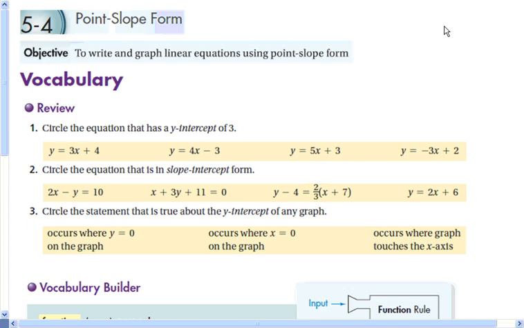All right, this is lesson 5.4, point-slope form. You will learn to write and graph linear equations using point-slope form. This is a new form of a line. It's easier to use in a lot of cases. So, quick review.